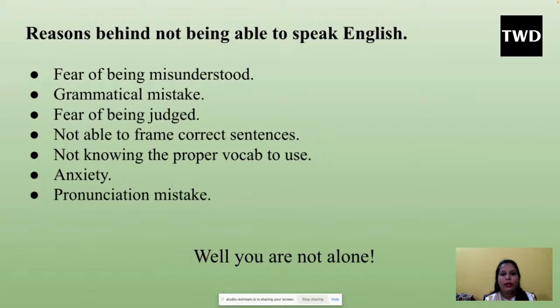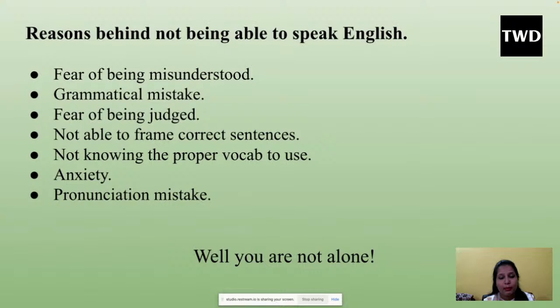Then, not able to frame correct sentences. Correct. As I told you, I gave you one example of my student. He used am instead of was, and it totally changed the meaning of the sentence. That is why it is very important for all of us to know at least the basic grammar. And it is not like you will do it one day, two days, and your grammatical part would be corrected, and you will be a very fluent speaker.